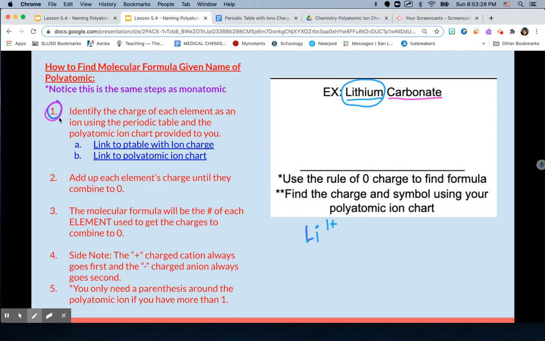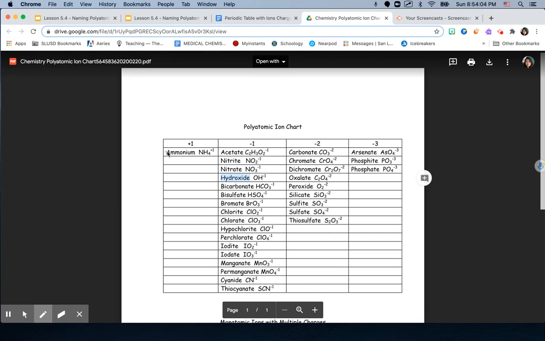Right? Still on step 1, I need to find the charge of carbonate. Notice that this ends in -ate. So remember that whenever an ending is in -ate, -ite, or -ide with an X, it usually tells you that this is a polyatomic ion. So that means it is not on the regular periodic table. Therefore, I need to look at the polyatomic ion chart. So I'm going to look for the word carbonate, right? So I'm going to scan through looking for the word carbonate.